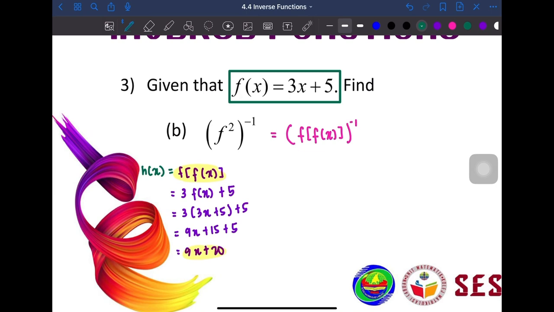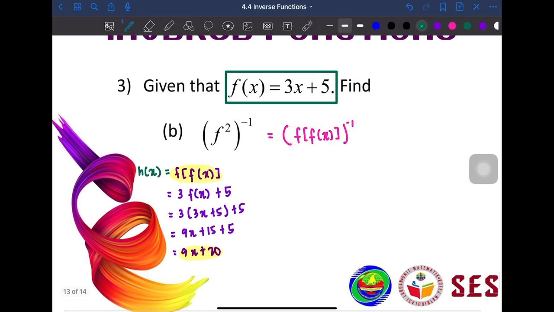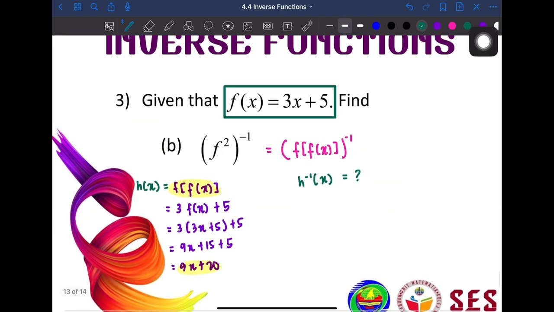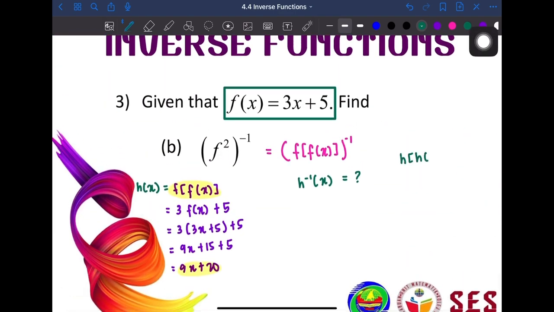So sekarang kita nak cari the inverse of this one. So kita nak cari H inverse. Okay, inverse of F compose F. Inverse of Hx. Okay, so nak buat macam mana, kita akan pakai property. Ingat balik macam mana nak pakai property. So H compose with inverse X akan dapat X. We will use this property.